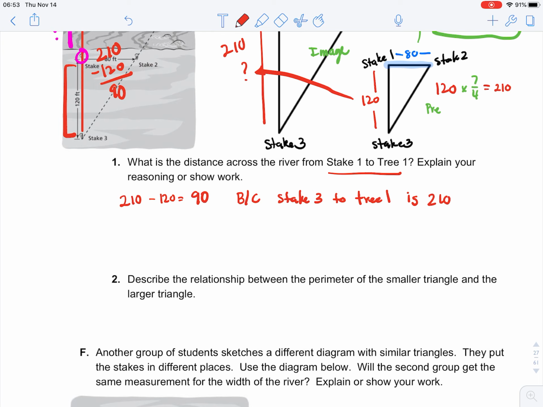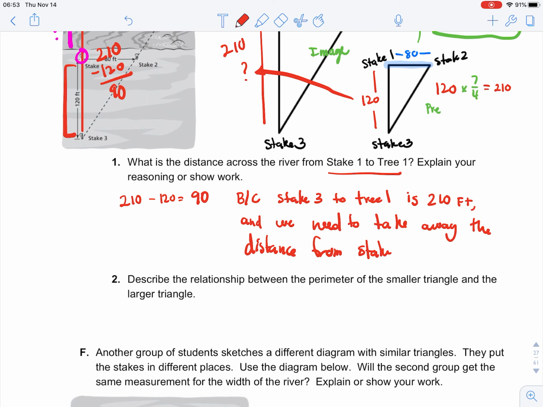Is 210 feet, and we need to take away, or subtract, the distance from stake 3 to stake 1.